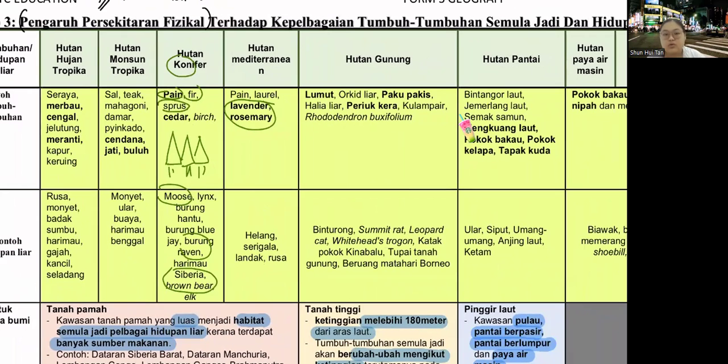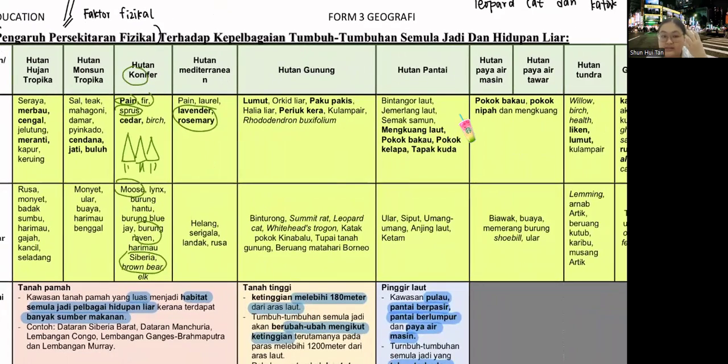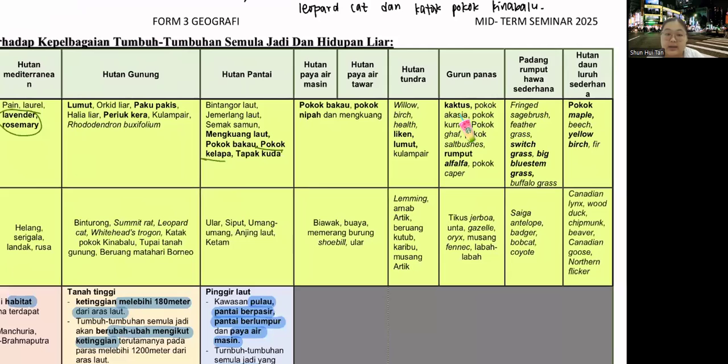Rusa. Hutan gunung, this one you need to memorize a bit with the chapter 4. Hutan pantai, the most easy one, I think you will know lah. Pokok kelapa, right? And then paya air masin, paya air tawa, pokok bakau. Tundra, very cold, no big tree, only small plant. Lichen, lumut.